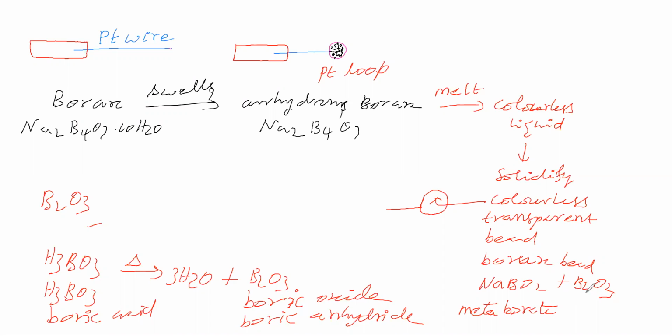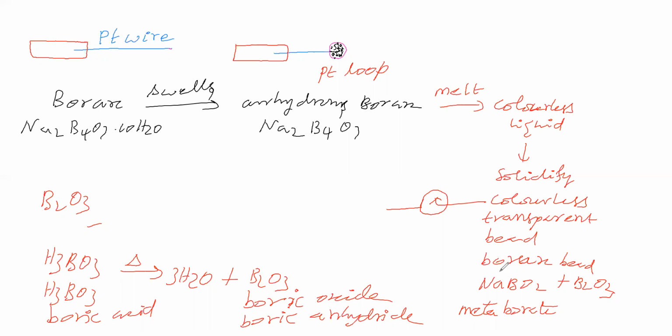This boric anhydride and sodium metaborate mixture is called borax bead. This mixture is colorless and transparent. It looks like a glassy bead. This borax bead we are taking for salt analysis, so the test is called the borax bead test. Now, how to get the borax bead, that we will see.